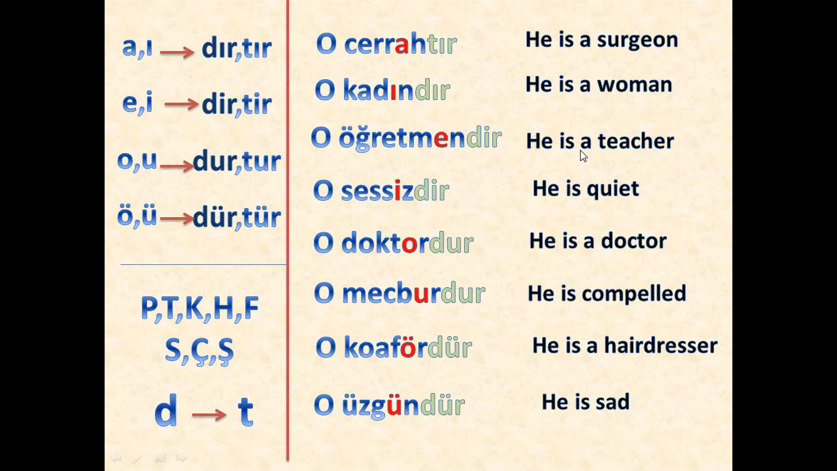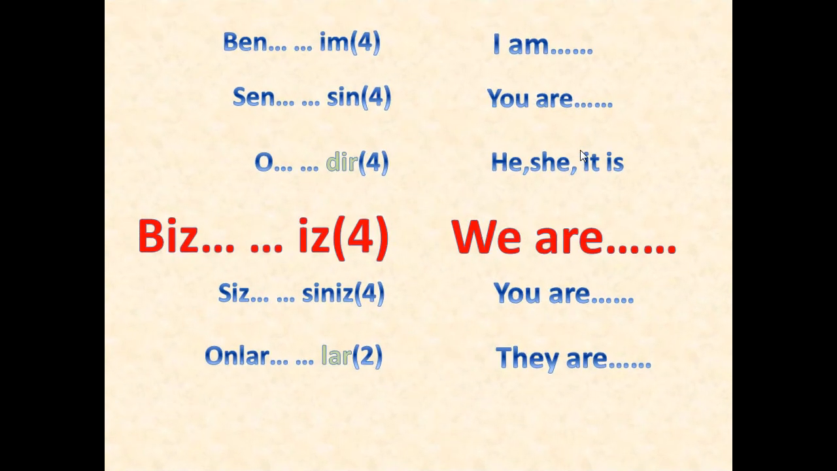Okay, let's go through other examples. We have biz, and we have the suffix "iz" in four different shapes to say "we are". We have a, ı: ız. We have e, i: iz. O, u: uz. And ö, ü: üz. Let's go through them.